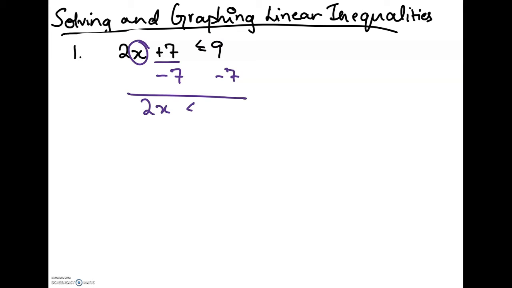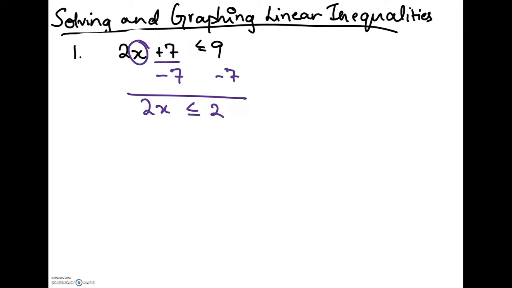And you'll get 2x is less than or equal to 2. Again, if you're really confused, please check out my previous videos, but just for a short explanation, 9 minus 7 is equal to 2, and 7 minus 7 is 0, so you just don't include it. We're basically just getting rid of that second term on the left-hand side, and step-by-step bringing the x to it by itself. Okay. So x is less than or equal to 2.